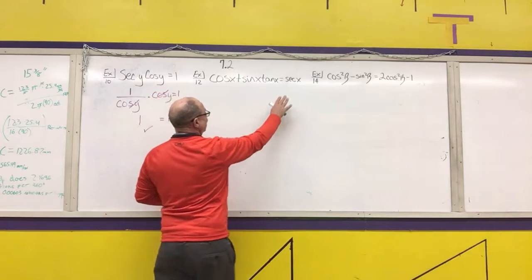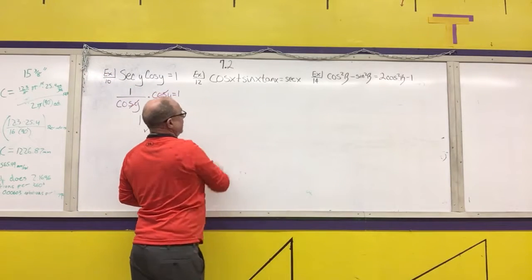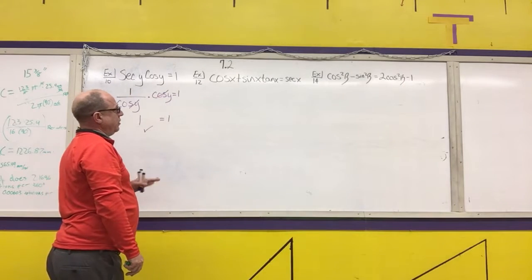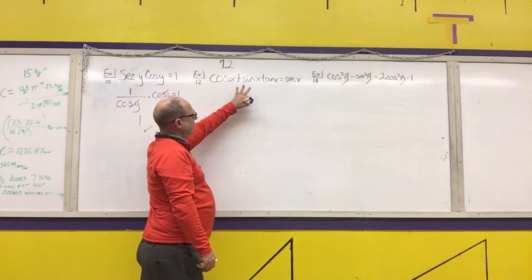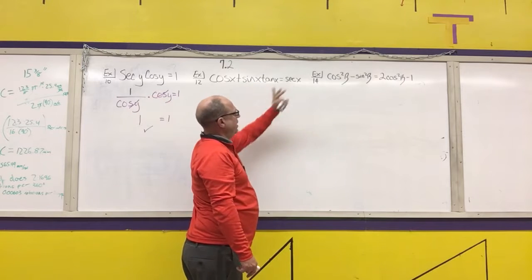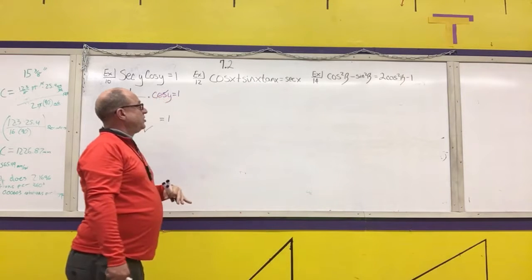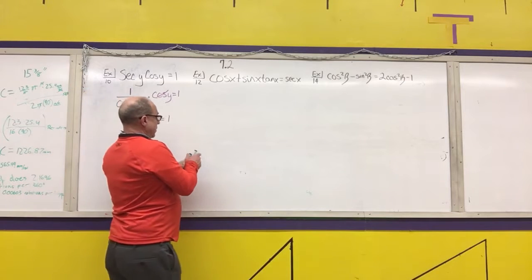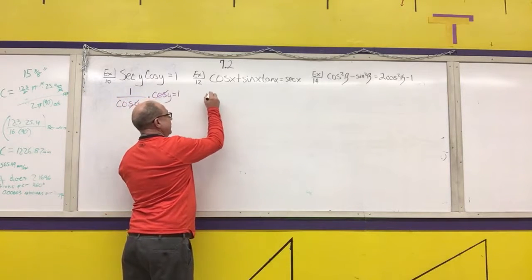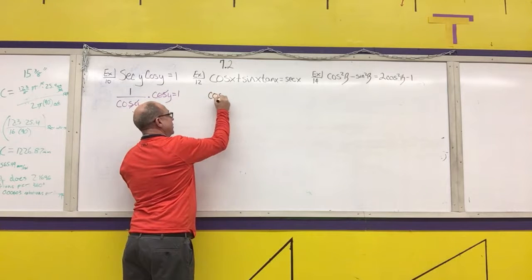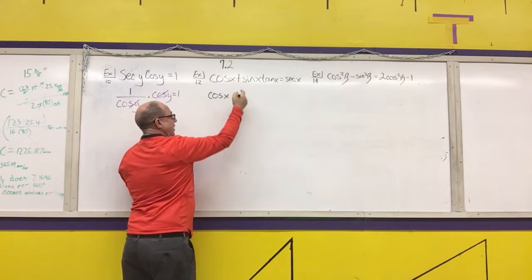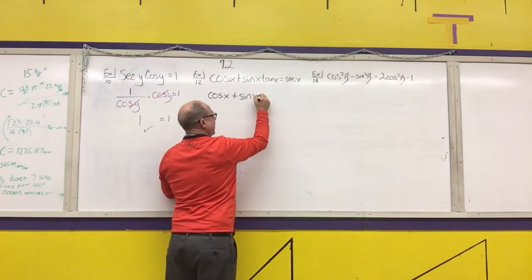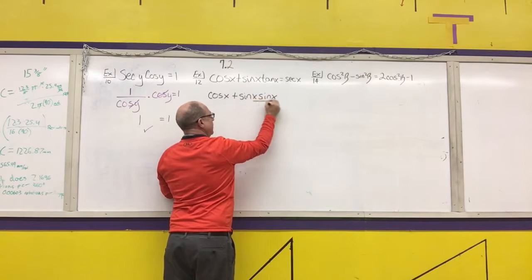In this one, I want secant of x. Okay, so let's figure out what we have here. I've got cosine of x plus sine of x tangent of x is equal to secant of x. Well, let's turn everything into fundamental trig stuff. Cosine of x is itself. Sine of x would be itself. And tangent of x is sine of x over cosine of x.